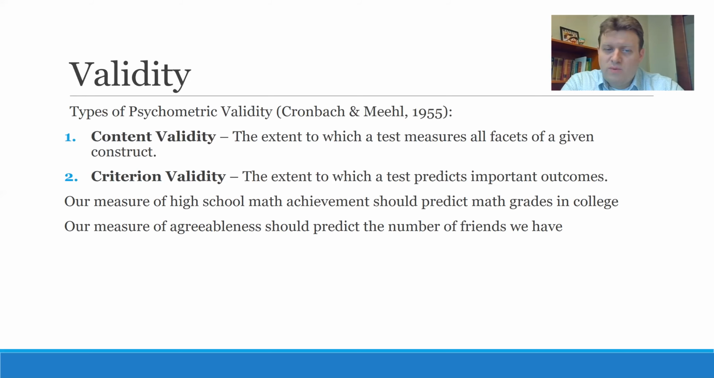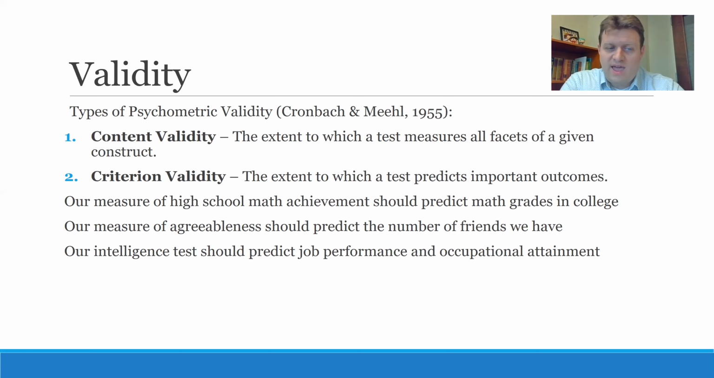Maybe our measures of agreeableness should predict the number of friends that somebody has. Maybe how successful one's relationships with other people are. If we're trying to have a test of anxiety, maybe that test of anxiety should be able to predict whether or not someone's likely to warrant a clinical diagnosis of some sort. So we should be able to predict real-world outcomes with our tests.